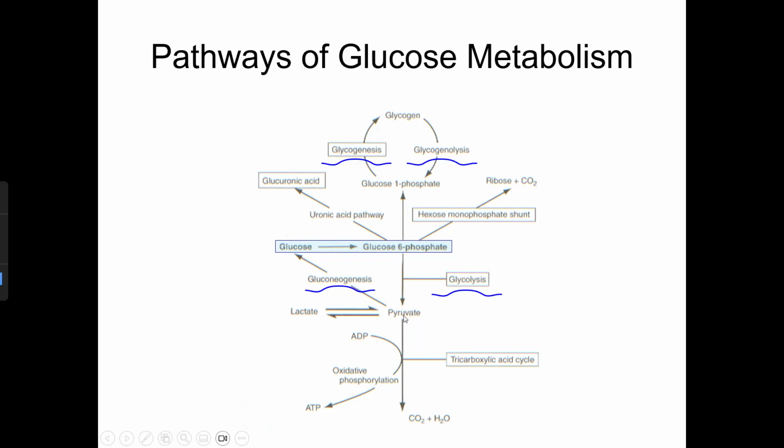Pyruvate can also go through the process of gluconeogenesis. So we talked about genesis being the creation of something. Neo means new, and gluco is referring to glucose. So it's the creation of new glucose. And what are we creating new glucose from? Pyruvate. Well, how do we get to pyruvate? Through the Krebs cycle, we can use fatty acids and we can use amino acids to produce intermediates that would allow fats and amino acids to be converted to glucose, and that's the process of gluconeogenesis. So we can regenerate glucose that way.